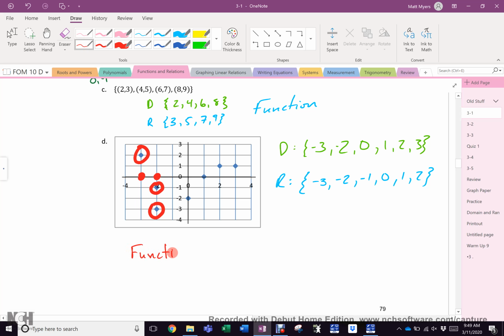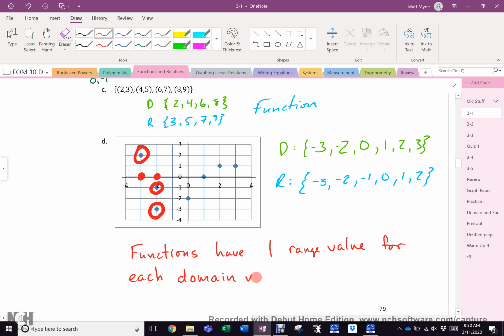Functions have 1 range value for each domain value. Now, some of you aren't going to remember domain and range. You're going to remember it this way, and that's okay. They have one y value for each x value. Okay? Everybody cool?